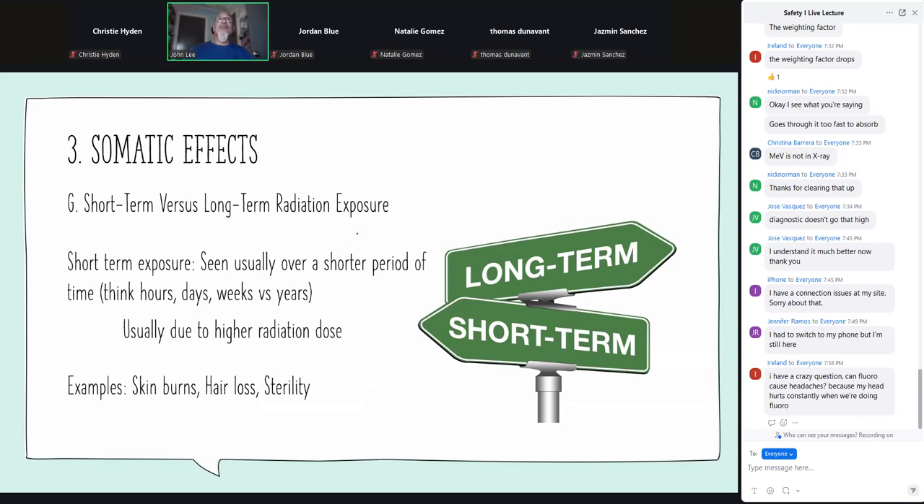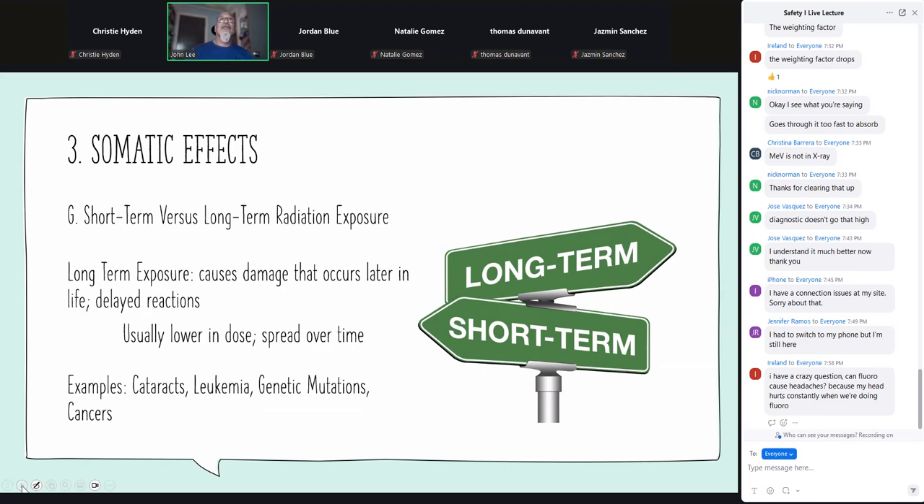Short-term versus long-term exposure. Short-term is usually over a short period of time. We're talking hours and days and weeks versus years. Usually due to high radiation dose. If you develop an effect on the short term, we're looking at skin burns, hair loss, sterility as far as the reactions.